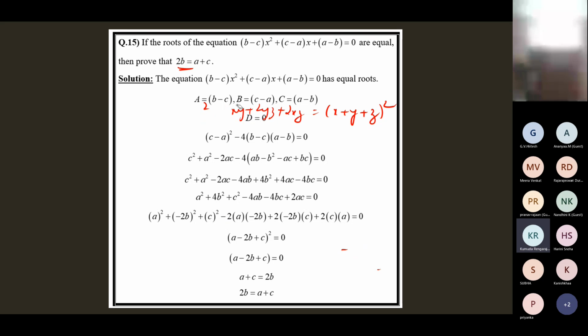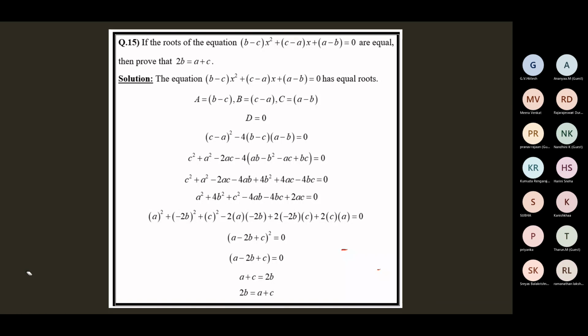Take a picture, children. One minute, I'll just do the corrections. Just a minute. You need to include b squared minus 4ac is equal to 0 here. And also this is plus.